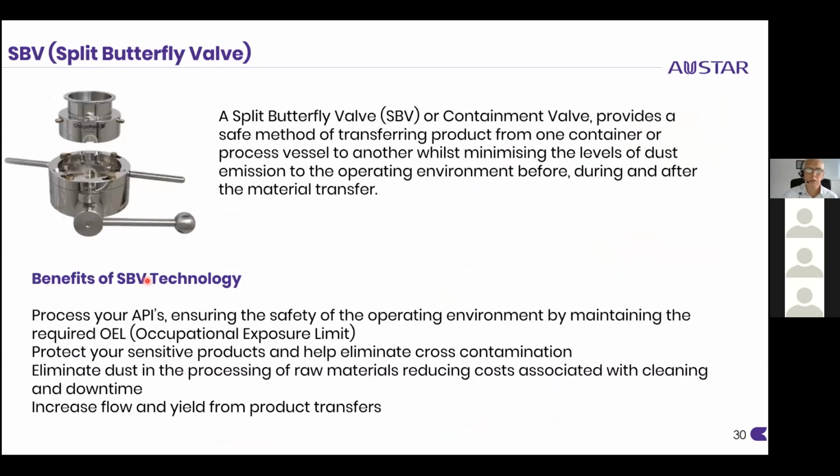Split butterfly valves are a good way of transferring product from one container or an isolator into another vessel, which could be a bin outside of the isolator. The split butterfly valve works by having two halves, which can only be opened and closed, like the RTP, when they are docked together. It's a valve that cannot be defeated until the two parts are together. So again, it's alpha and beta technology.